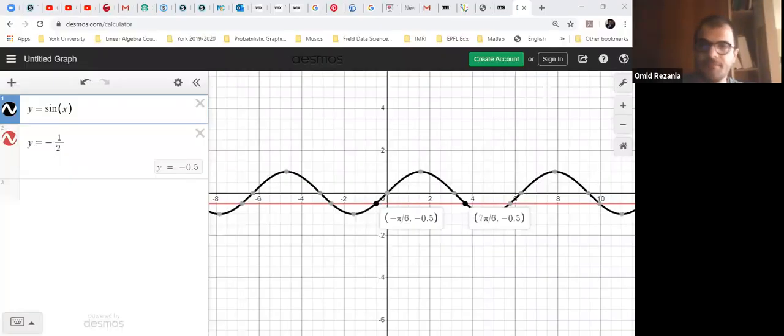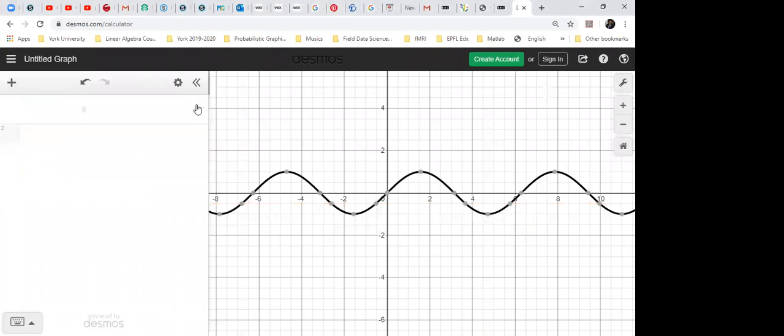Can anyone see my screen? Yes. Let me remove them.